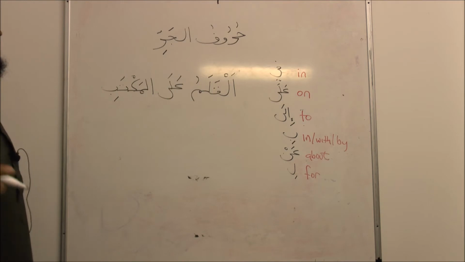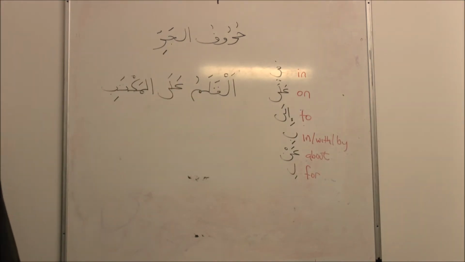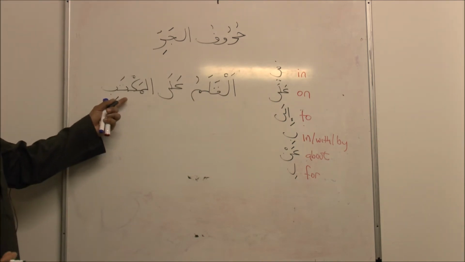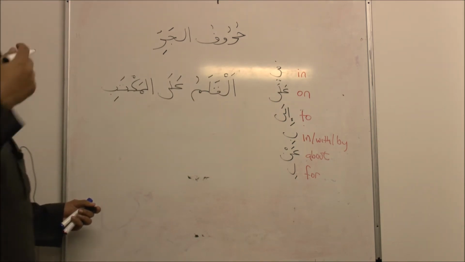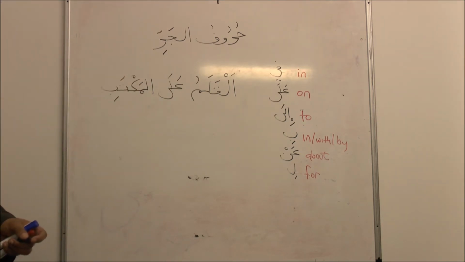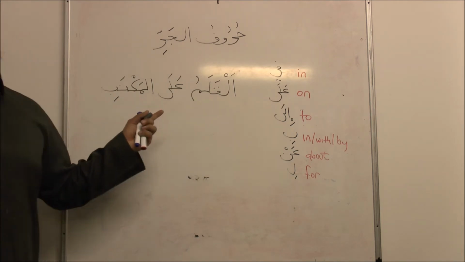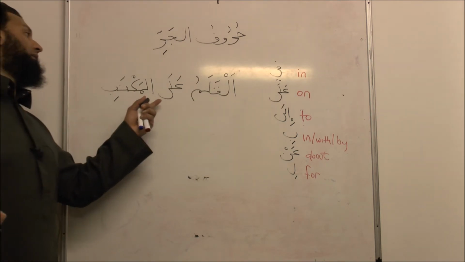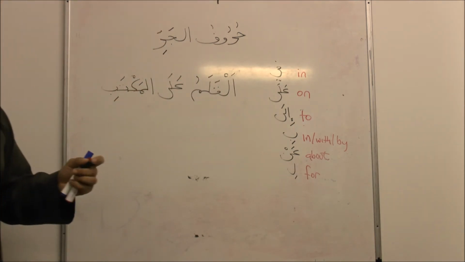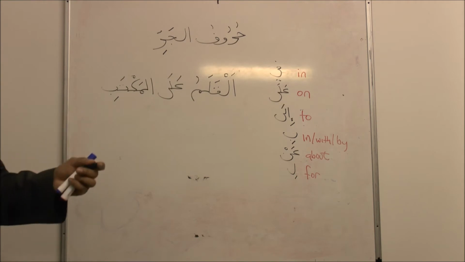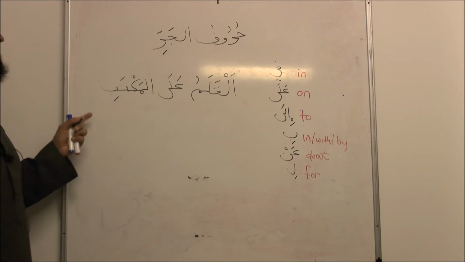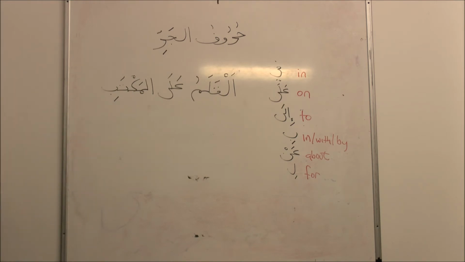Then we have ala, which is a harfu jar, and that's always ala. Then al-maktabi. Why is it al-maktabi and not al-maktabu or al-maktaba? Because ala is acting upon it, and ala is from huruf al-jarri. Therefore al-maktabi must be majrurun, dragged down.